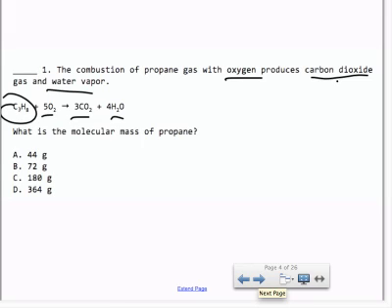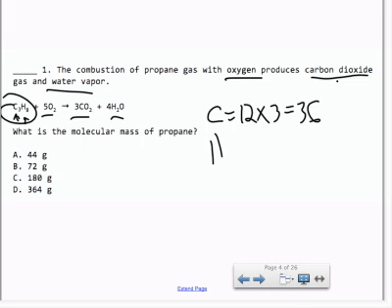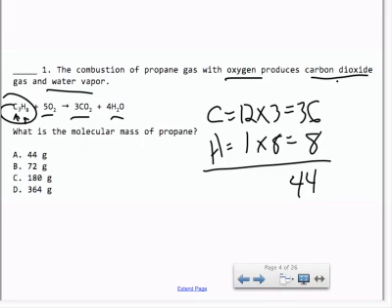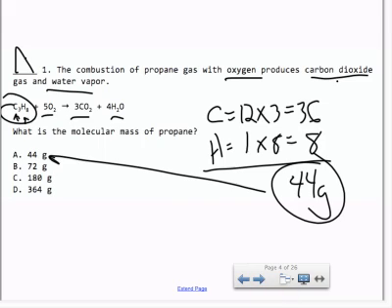To find this, you have 3 carbons and 8 hydrogens. So we take the mass of carbon, look on the periodic table, you'll see the mass of carbon is 12, multiplied by 3, and that's 36. And then hydrogen, the mass of hydrogen is 1, and there are 8 of them in that molecule, so that contributes 8. So altogether you have a mass of 44 grams, which is choice A.